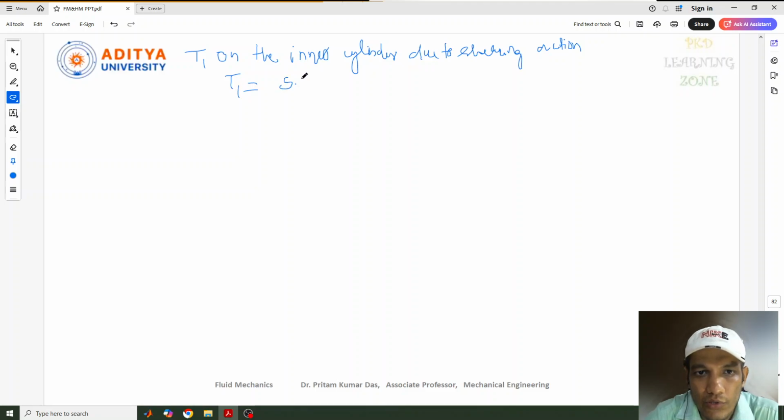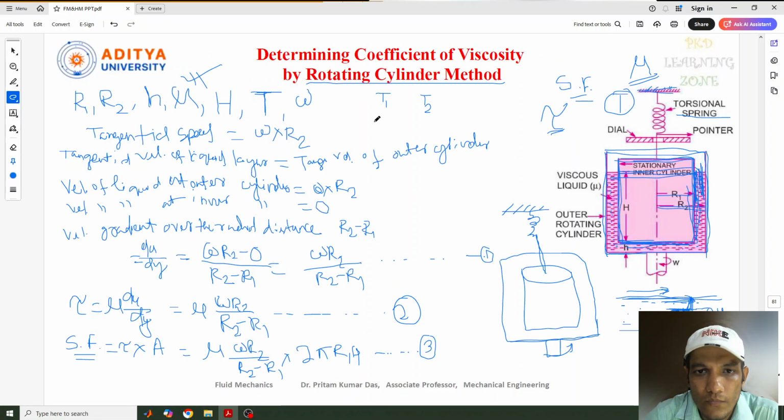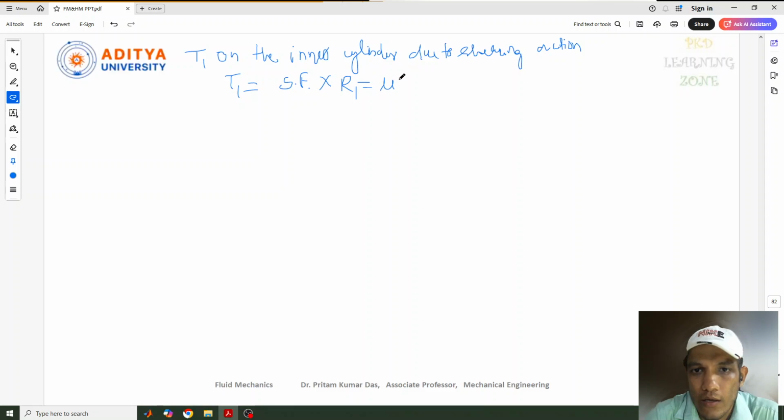we can write shear force into the radius. So shear force into radius, which radius? Inside radius R1. Okay, so now shear force we have already calculated just now. The formula is mu omega R2 by R2 minus R1 into area, which was 2 pi R1 H, into, again R1 is here, so we can write R1 square. Okay, so this one we can give equation 4.